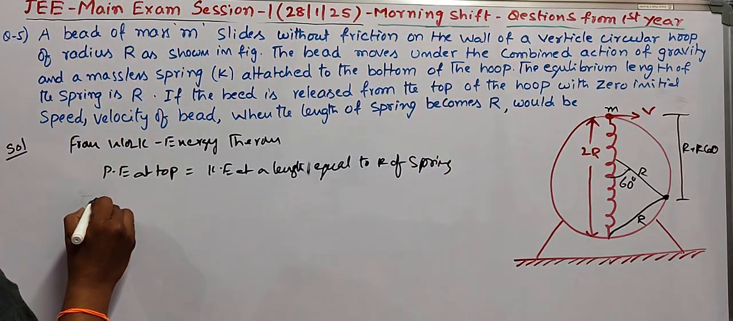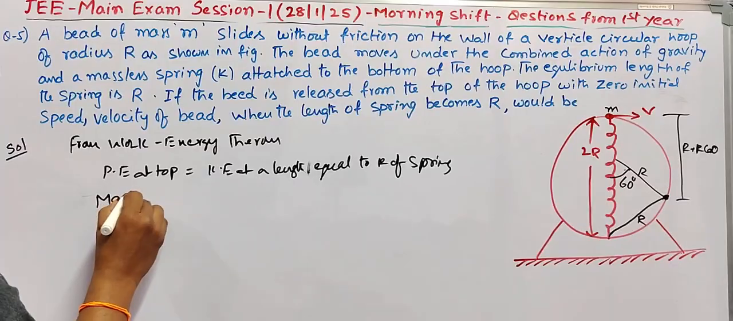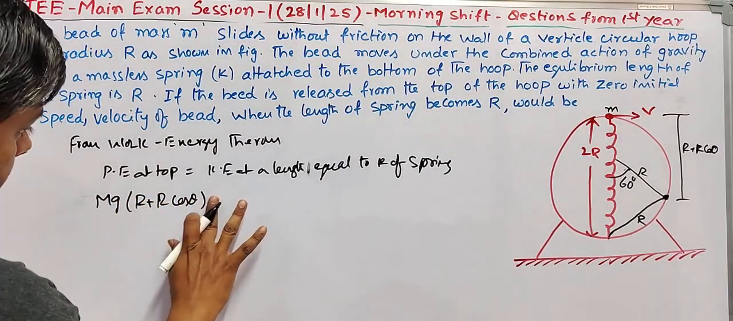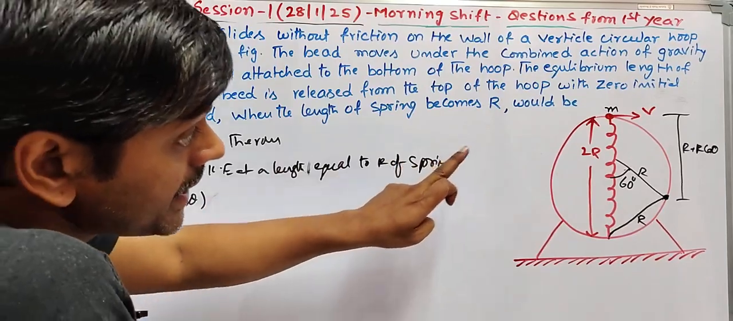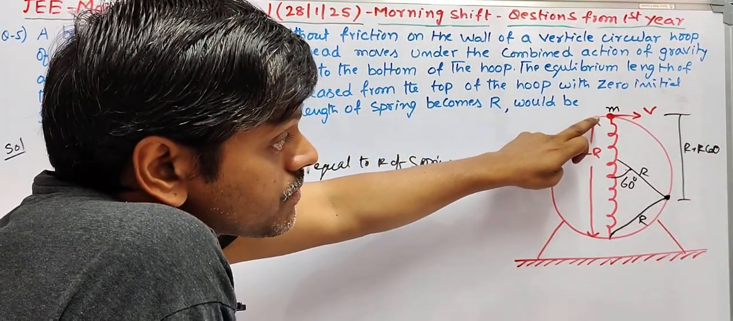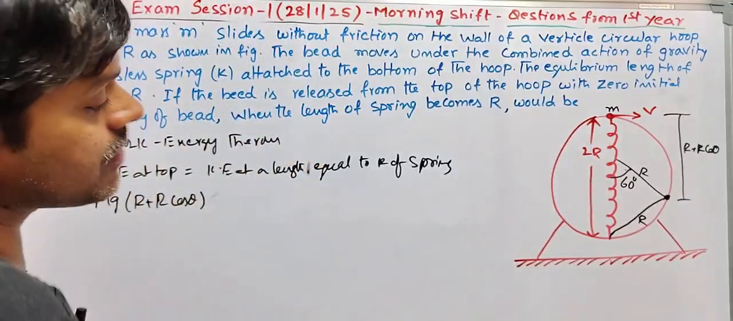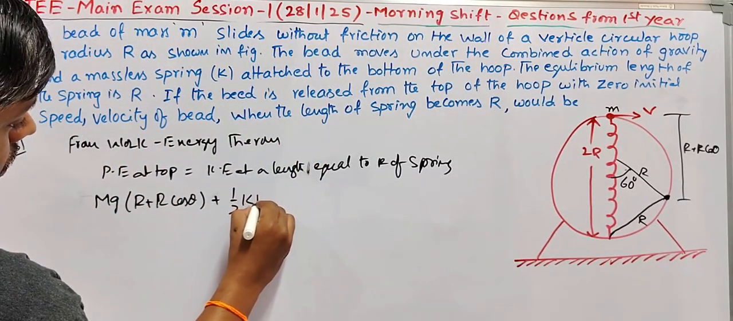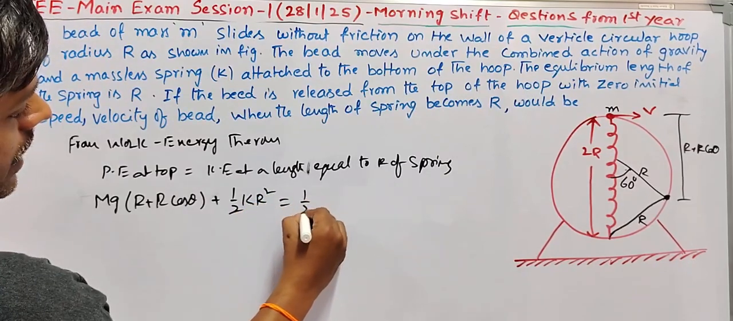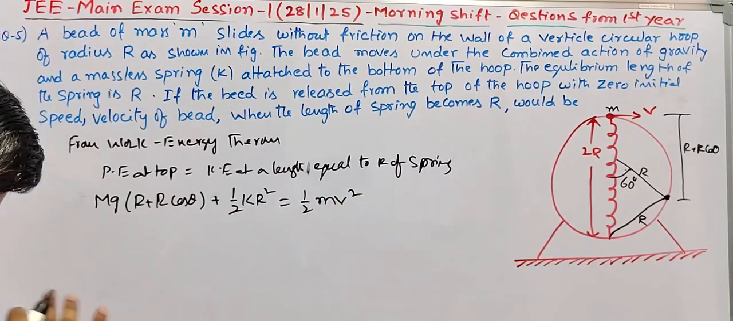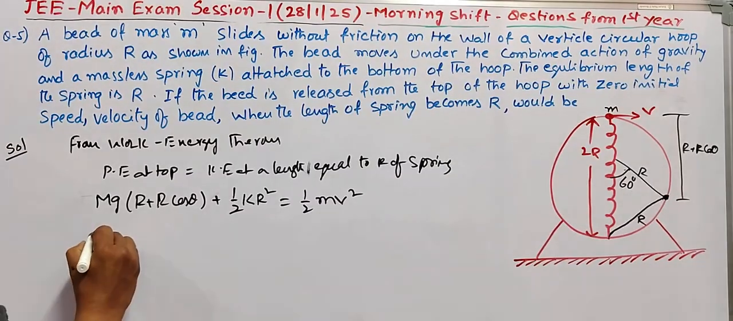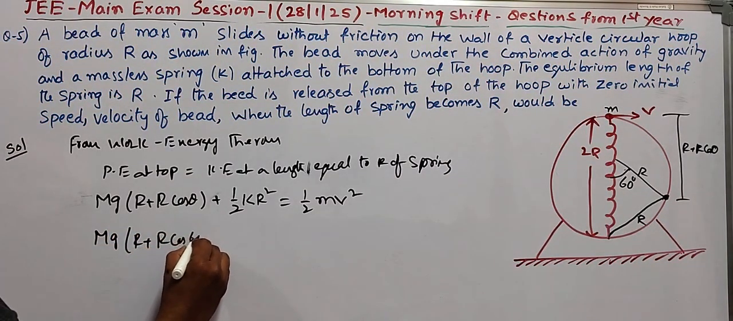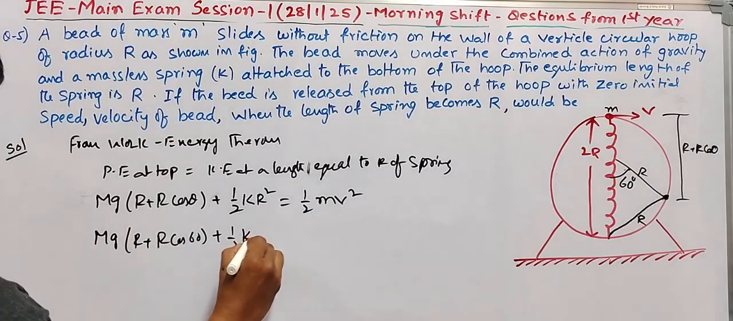So what is the potential energy? mg into R plus R cos theta. This is due to gravity. Here the bead starts moving under gravity as well as the spring constant. That means the spring potential energy is 1 by 2 K R square, equal to kinetic energy, half m v square. So we have mg into R plus R cos 60 plus half K R square.